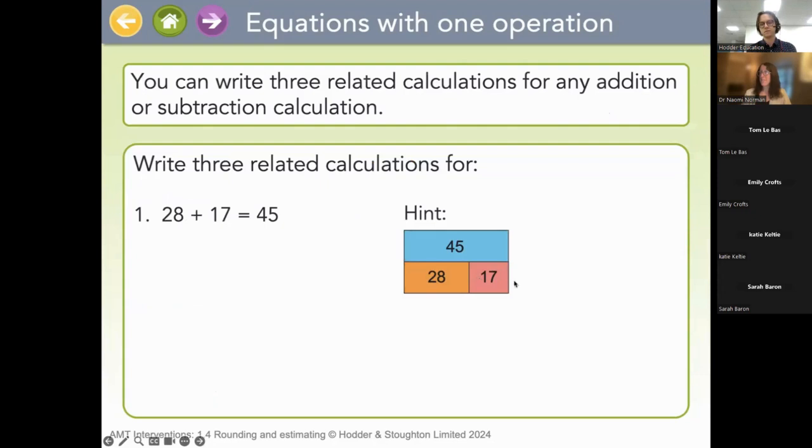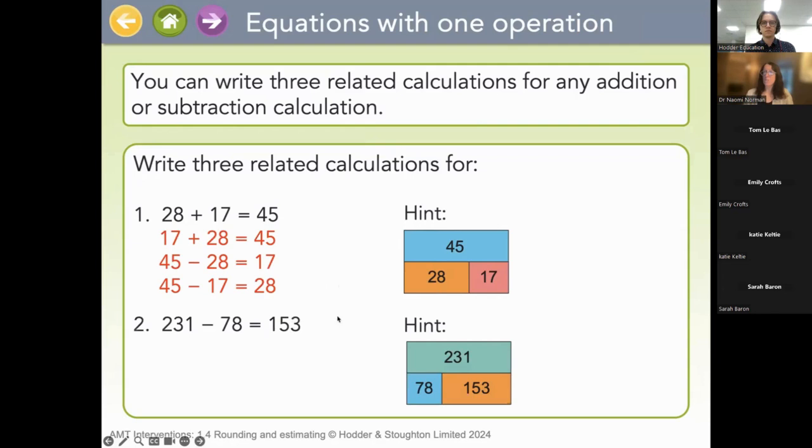Students then practice the familiar idea, supported by a familiar pictorial representation, the bar model, in a hint. And you can see that they can very clearly see that 28 add 17 equals 45. 17 add 28 also equals 45. 45 subtract 17 gives 28. And 45 subtract 28 gives 17. So they can use the representation to identify the related addition and subtraction calculations. And they practice this with just numbers.